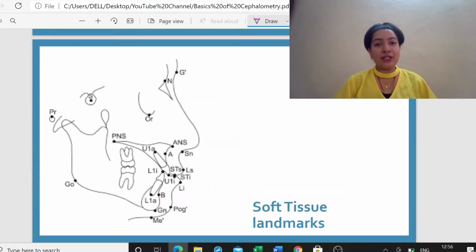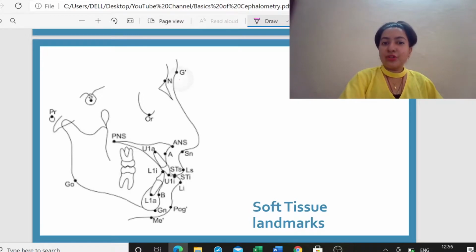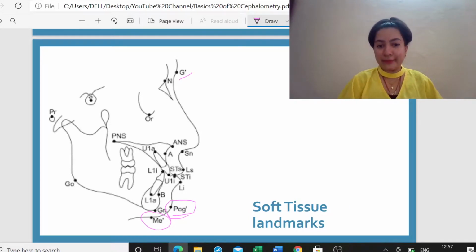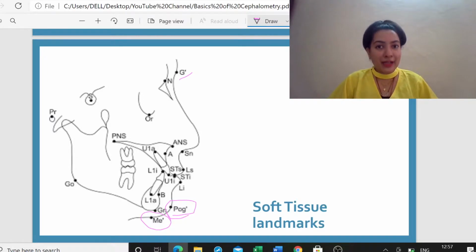Once we have covered hard tissue, the next thing is your soft tissue landmarks. So this is again soft tissue, glabella. ANS, PNS were your hard tissue. Do you see pogonion dash has come here? Because pogonion has a soft tissue landmark. Menton dash is also seen because menton has a soft tissue landmark. So this is how you will identify between hard tissue and soft tissue landmarks with the help of that hyphen or dash which is present extra on the soft tissue.